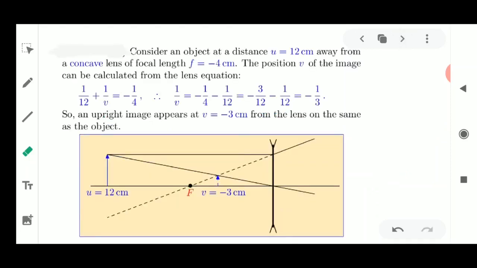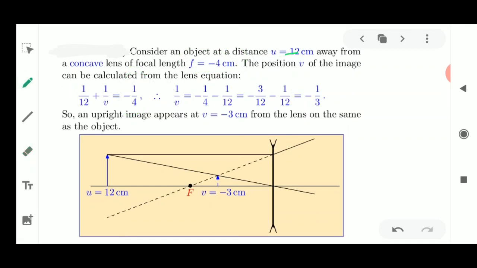Now we go on to the next numerical. Consider an object at distance U, which is 12 centimeters away from a concave lens of focal length F is equal to minus 4 centimeters. It is already given in symbol form. If you do not have the negative sign, you can always write the negative and positive signs according to the sign convention. Next, the position V of the image can be calculated from the lens formula, that is 1 by 12 plus 1 by V is equal to 1 by F, that is 1 by minus 4. As F is minus 4 centimeters, you substitute all the values and find the answer for V.